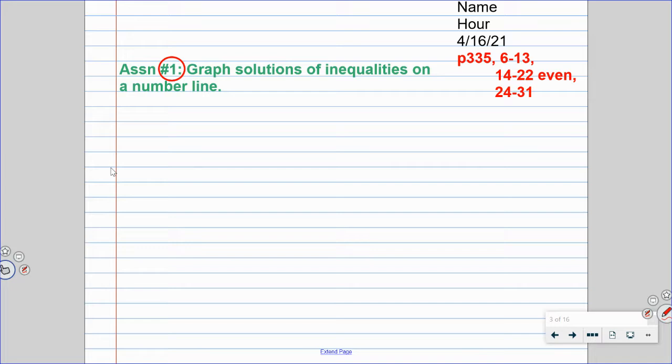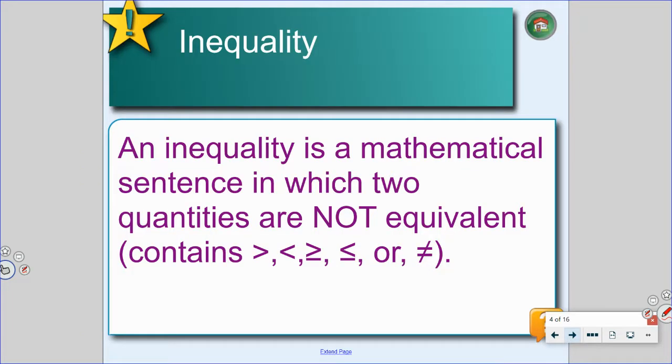Yes, ladies and gents, that does say assignment number 1. Usually this is about the start of the fourth quarter. Now don't fret that we're a little behind. That's just the nature of this year. But that's the reason why we're doing assignment number 1.